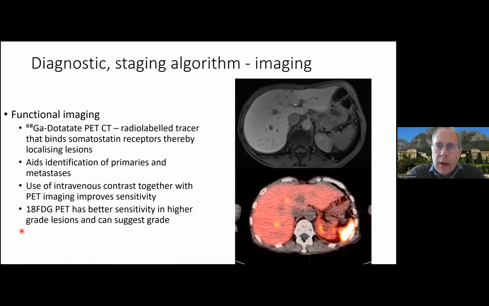The primary treatment for liver metastases in pancreatic neuroendocrine neoplasms would still be resection if it is technically feasible and appropriate. But once you've got extrahepatic metastatic disease, that changes somewhat. Use of intravenous contrast together with the PETs can improve the sensitivity. And as we said earlier, the dotatate and dotanoc scans are much better for the well and moderately differentiated tumors. But once you get into the poorly differentiated tumors, in fact, 18-FDG tends to perform better.